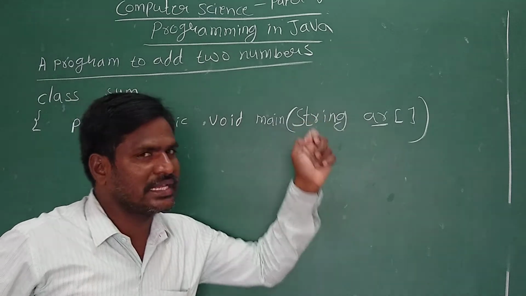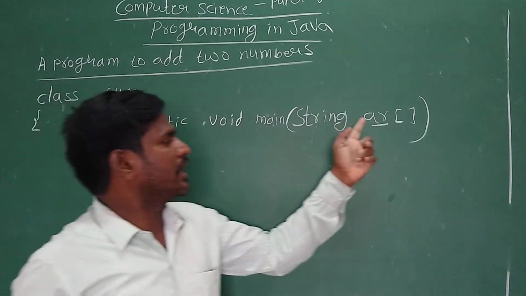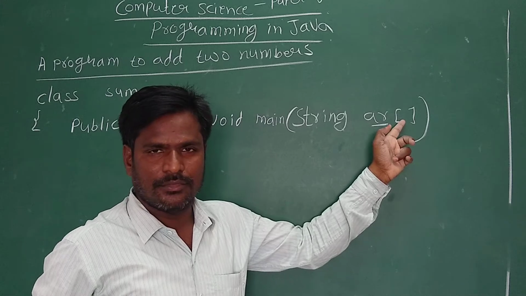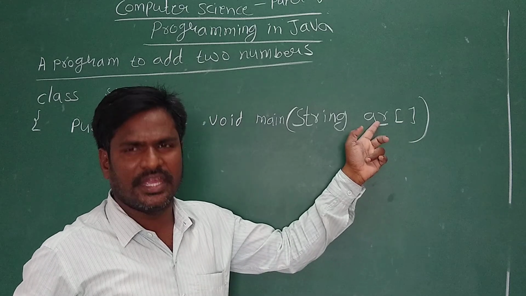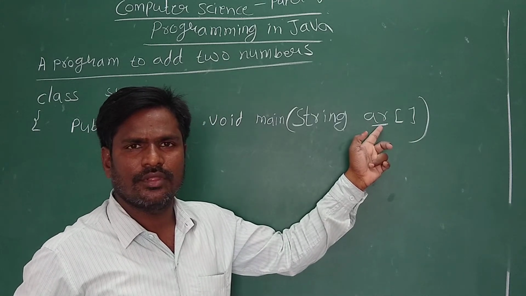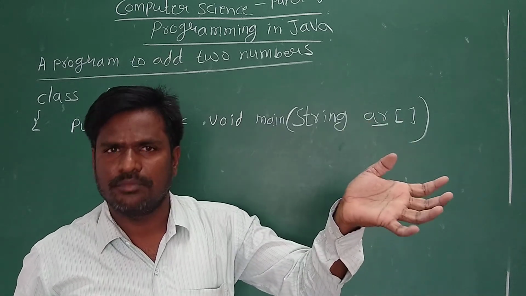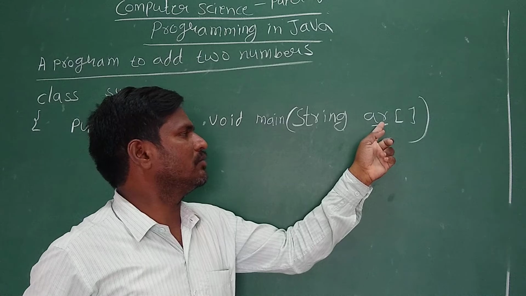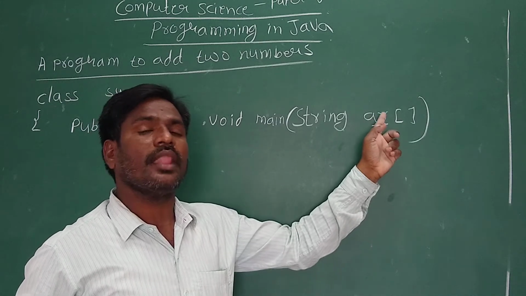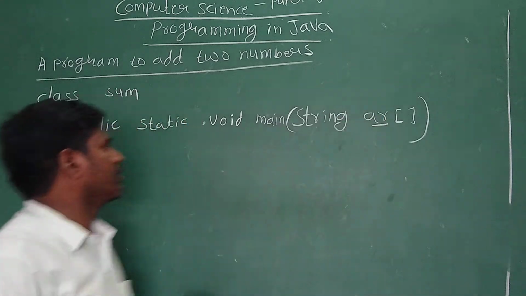No need to require it, as it is AR only. Here you can also write just Nilagiri, but here the variable name is Nilagiri. AR is a variable name, an array variable name. A variable name may be anything, but it should be meaningful. It is a way of giving AR as an array. That's why I am giving AR.